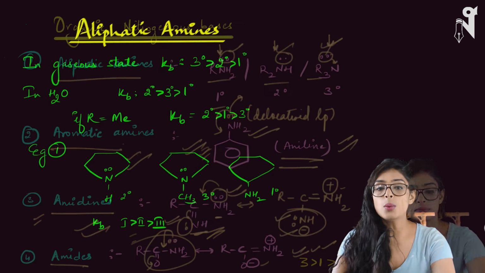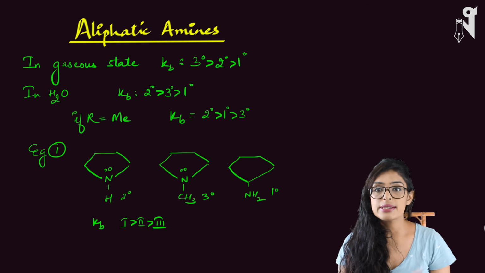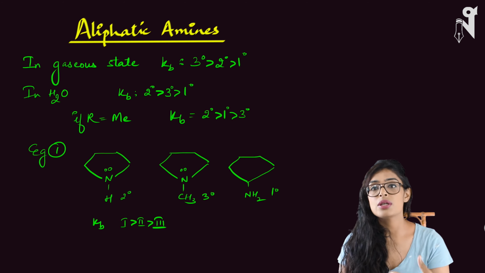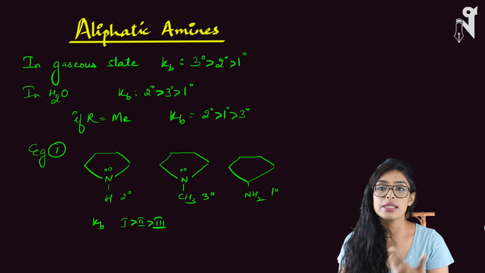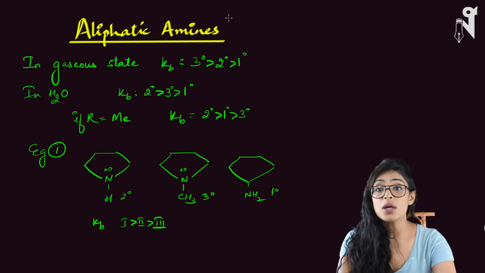Now we'll talk about all of these cases one by one in detail, and we'll be talking about the multiple cases among the aliphatic amines and each and every category, how to compare their basic strength order, how to arrange them in the order of increasing pKb or increasing Kb, or decreasing pKb or decreasing Kb. Okay, so let's start with the aliphatic amines.